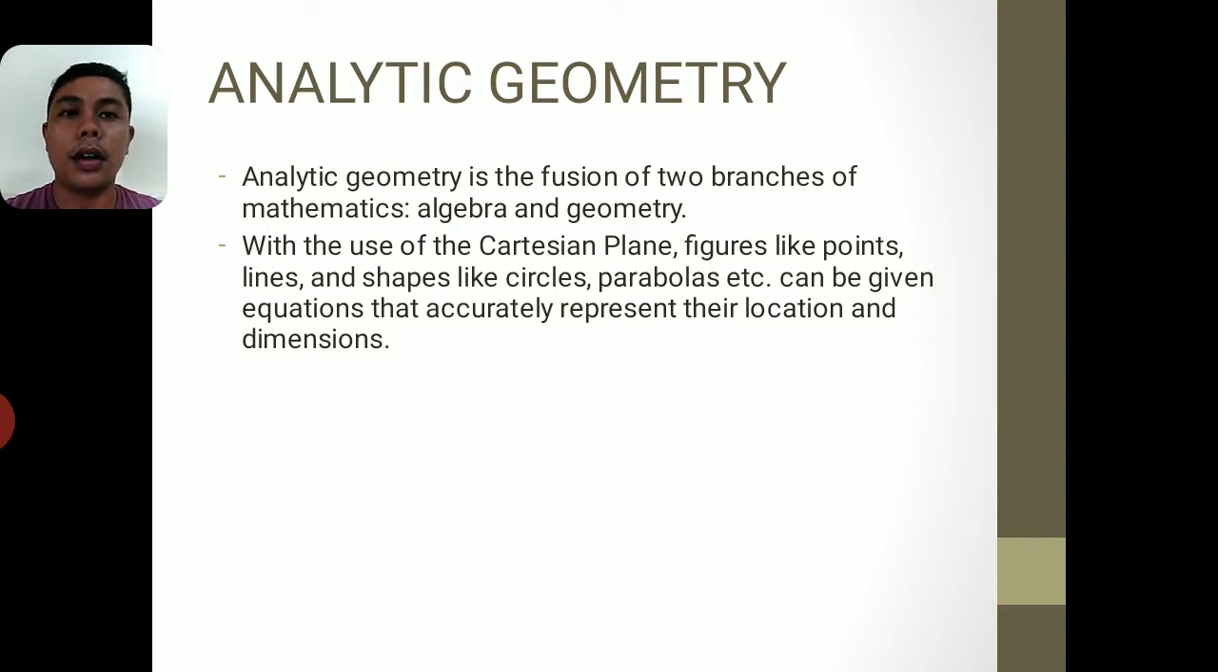Before, algebra and geometry were independently studied. Algebra is the study of representing unknown things using variables and then solving for it. Geometry is the study of shapes. With the use of analytic geometry, the two independent studies became one single grander study.